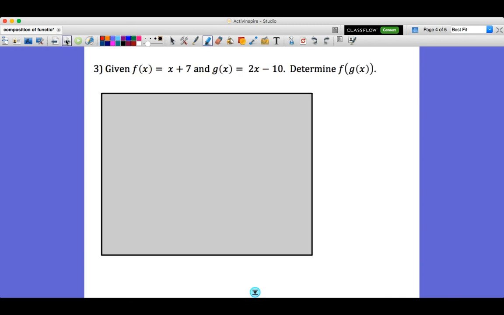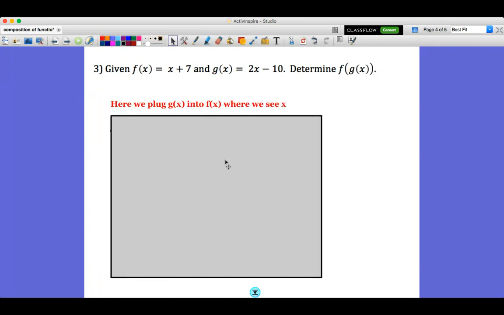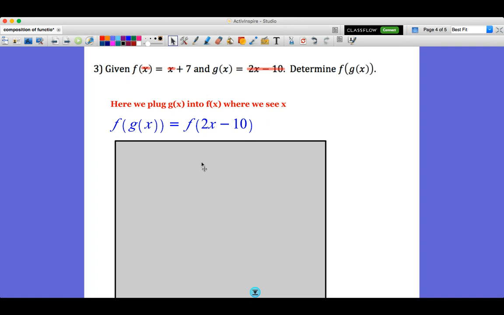Number 3 and 4 are worded a little differently, but they're actually pretty much the same as 1 and 2. So they gave us 2 functions. They said given f of x equals x plus 7, g of x equals 2x minus 10, they want us to figure out what is f of g of x. So they're really saying here, they want us to plug g of x into f of x. They want us to plug this 2x minus 10 into the x in f of x. So this is what we're really doing.